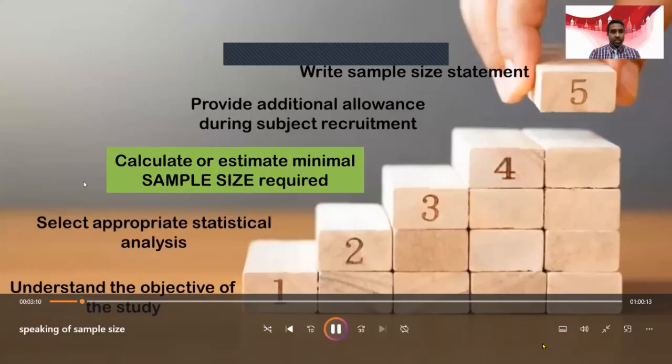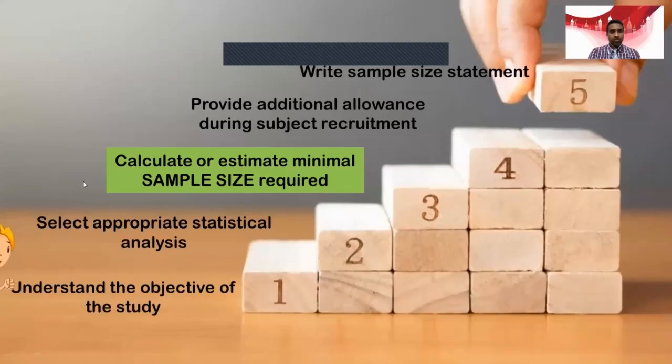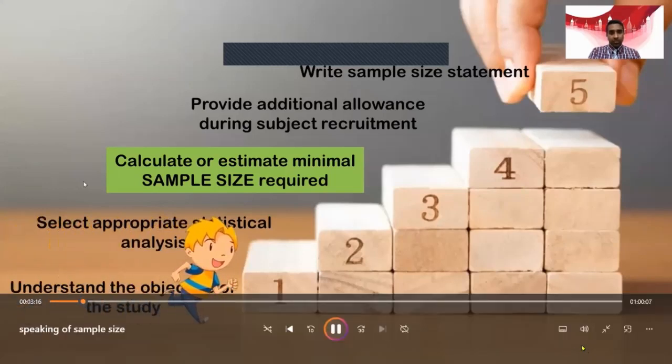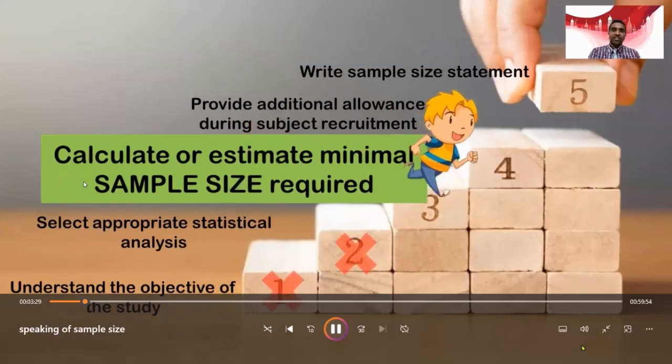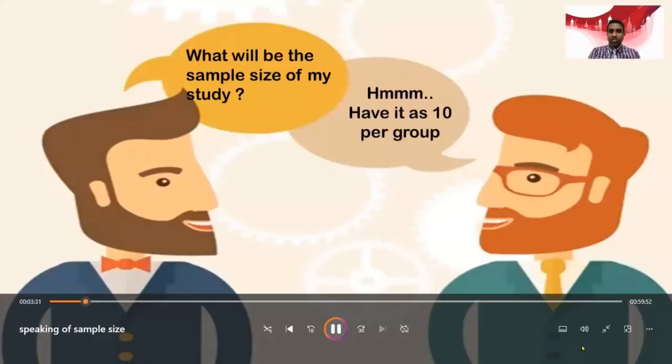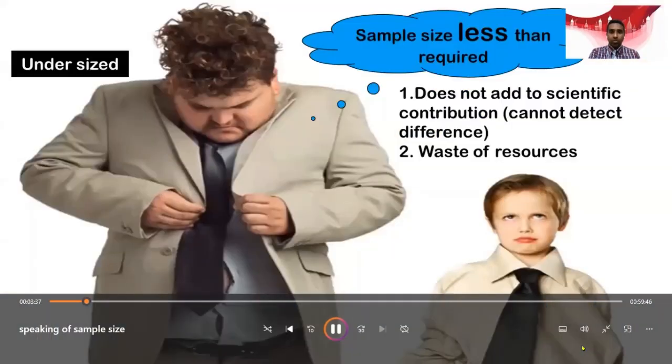Like all procedures, sample size calculation also has several steps. But the problem is, when a student comes to us, he directly thinks only of step 3, how to calculate. He will ask the biostatistician, I need a sample size. Forgetting the first and second steps, he skips directly to the third step. Suppose somebody gives a random number: take 10 per group, take 20 per group. So what will be the scenario now?